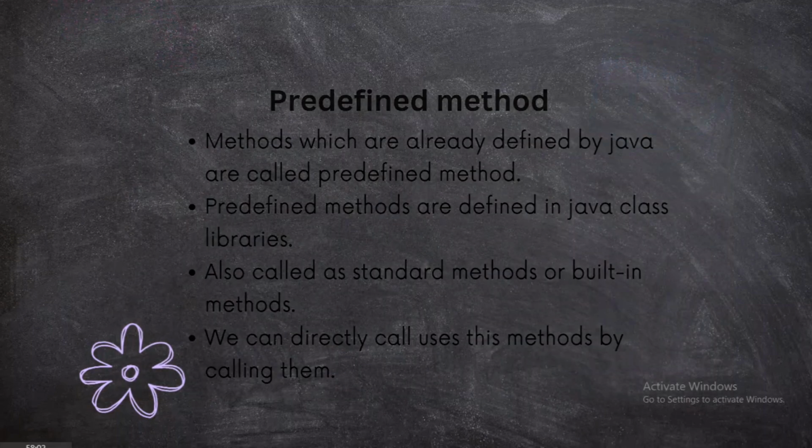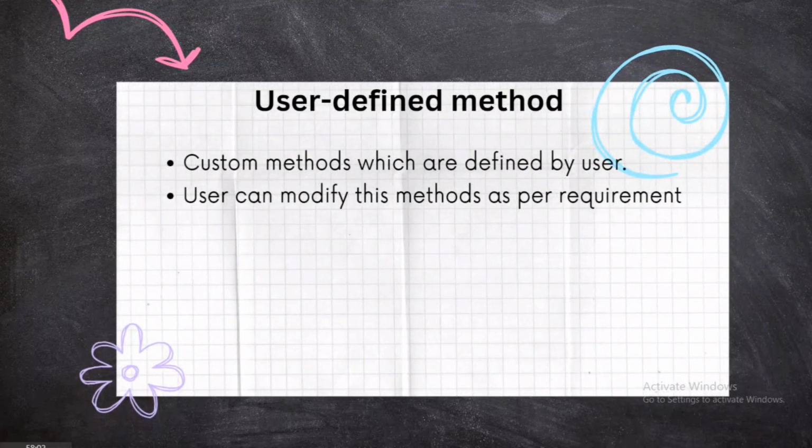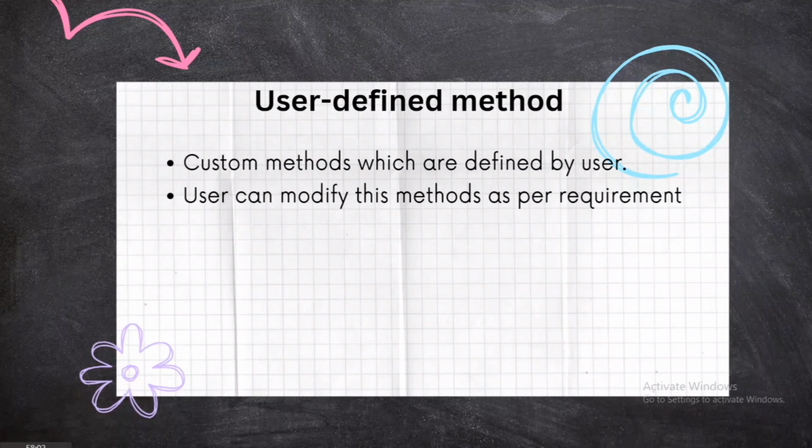Now we have user-defined methods. So what are user-defined methods? As I mentioned before, I have created one simple method in which I'm adding two integer values and returning the result. So this is a user-defined method. So I can modify it, I can customize it, I can write it as per my requirement as a developer. Whatever the requirement is, I can write it wisely. This is why it is called a user-defined method.